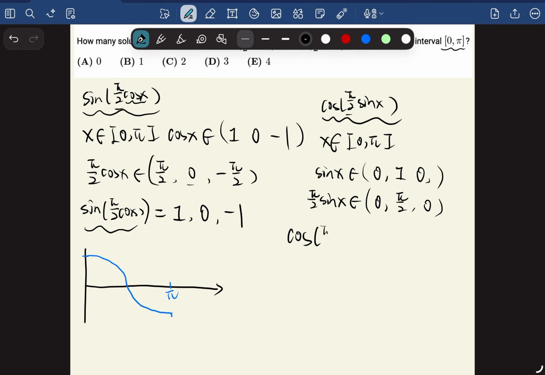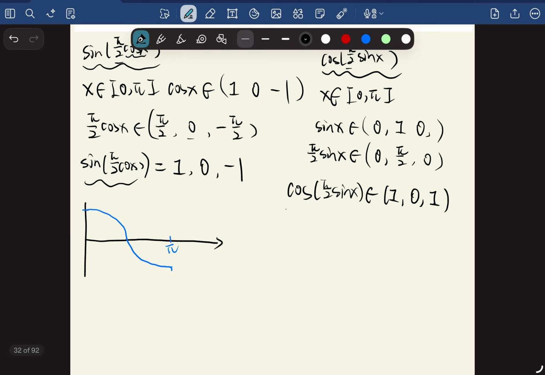So cosine of pi/2 sine x is within, what is cosine 0? It is 1. What is cosine of pi/2? It is 0. What about when it goes back again? This is 1. So within the range of 0 to pi, the graph of cosine(pi/2 times sine x) starts from 1, goes to 0, and back to 1. So the function kind of looks like this.